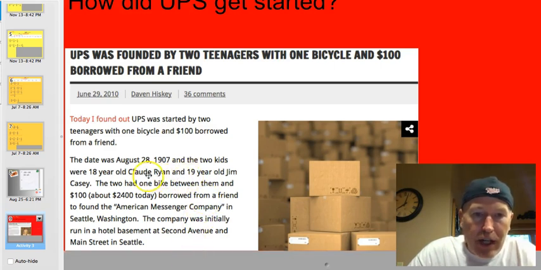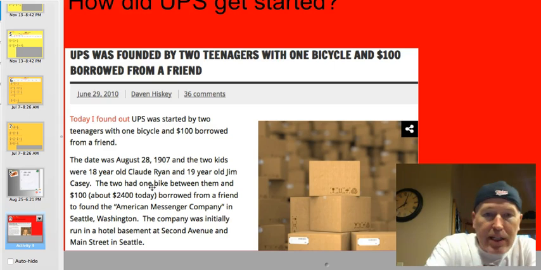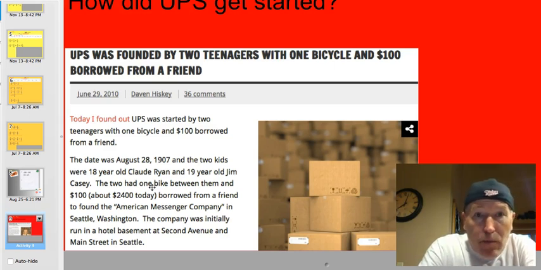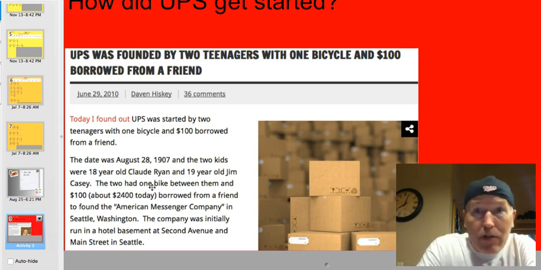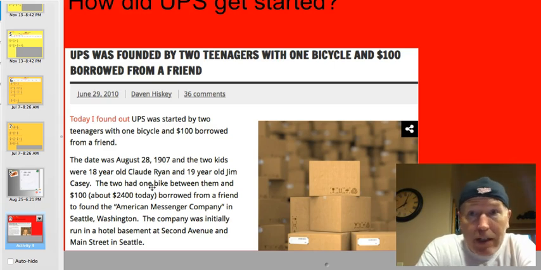They took their bike, these 2 friends. There was an 18-year-old Claude and 19-year-old Jim Casey, and they were delivering telegrams, which before people had phones, you communicated officially by telegram. So they were racing around, I think it was Seattle, Washington, on this bike, delivering these telegrams. Well, then of course people started getting phones, and the telegraph business kind of went in a clink. But then they started carrying packages and doing that.